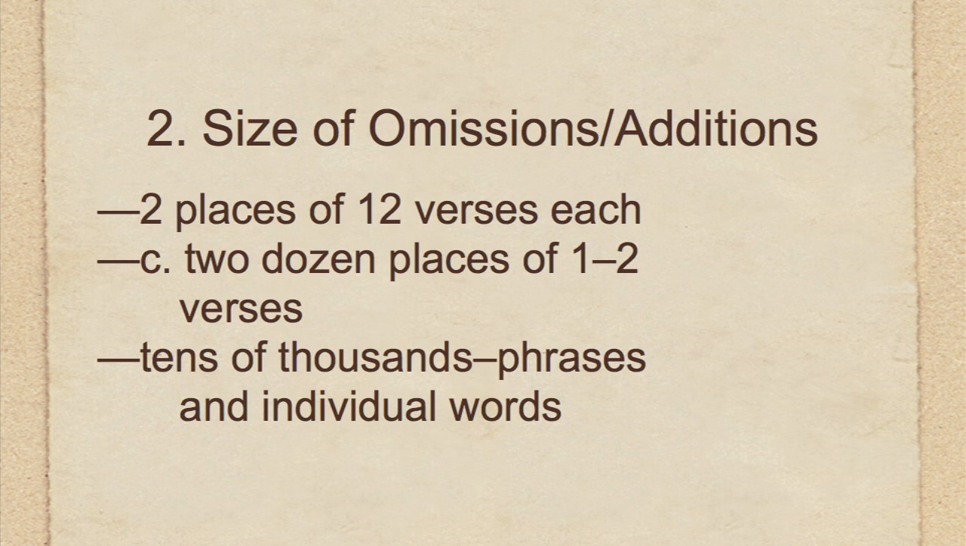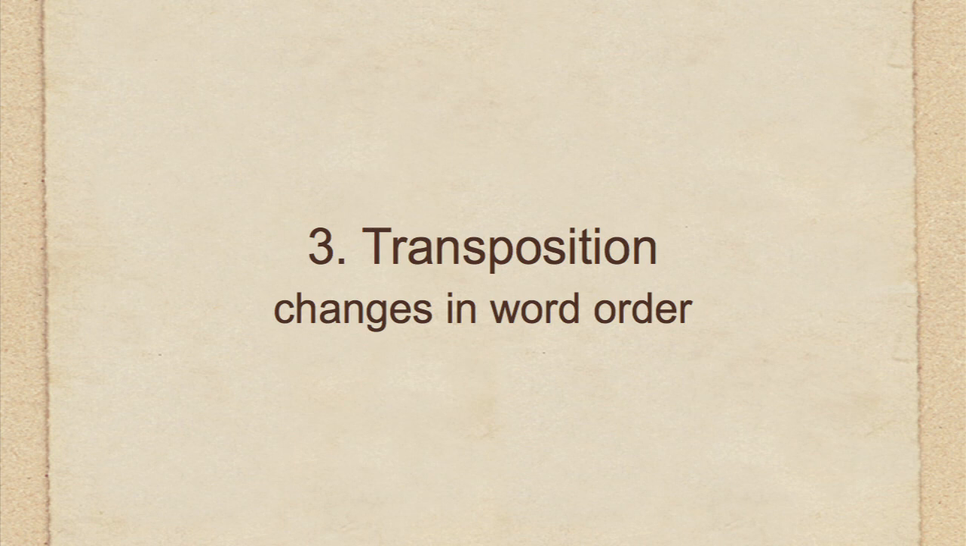Besides omissions and additions, there are 3 other kinds of textual variants. One is a transposition, and this has to do with the word order change, where a word order can change in terms of just 2 words, where it's Jesus Christ versus Christ Jesus, and that's a typical textual variant we see in Paul's letters. Did he write Jesus Christ, or did he write Christ Jesus? Those words are transposed very frequently among the manuscripts.